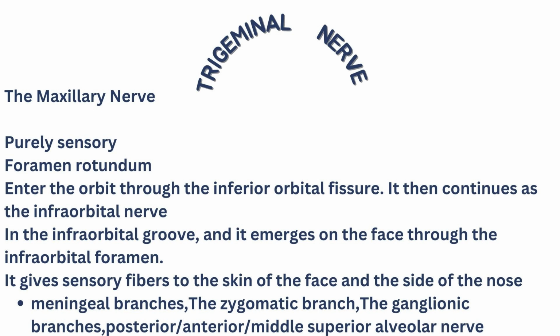In the infraorbital groove, it emerges on the face through the infraorbital foramen and gives sensory fibers to the skin of the face and the side of the nose. Other branches are the meningeal branches, the zygomatic branch, the ganglion branch, and the posterior, anterior, middle, and superior alveolar nerves.